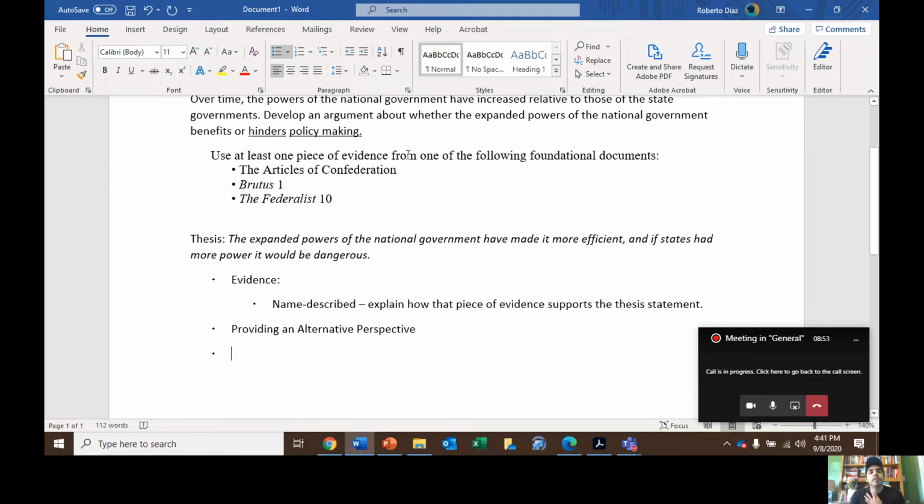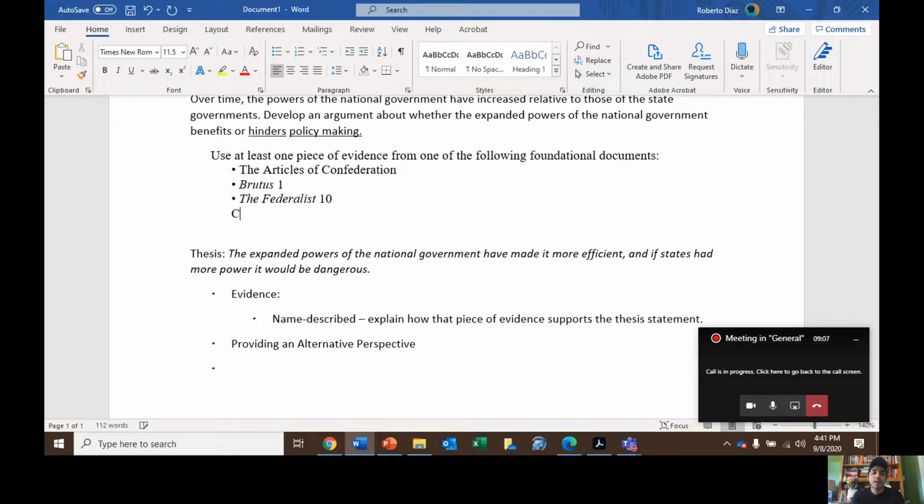Oftentimes, the prompt will restrict you. It'll tell you to use 1 piece of evidence from one of the following foundational documents. It might tell you that both pieces of evidence have to be from the list of foundational documents that it provides. It just depends, right? The only other foundational documents that you could use, though, are the Constitution, and then you have to be specific about what in the Constitution, and then Federalist 70, which are the only other foundational documents that we've talked about.